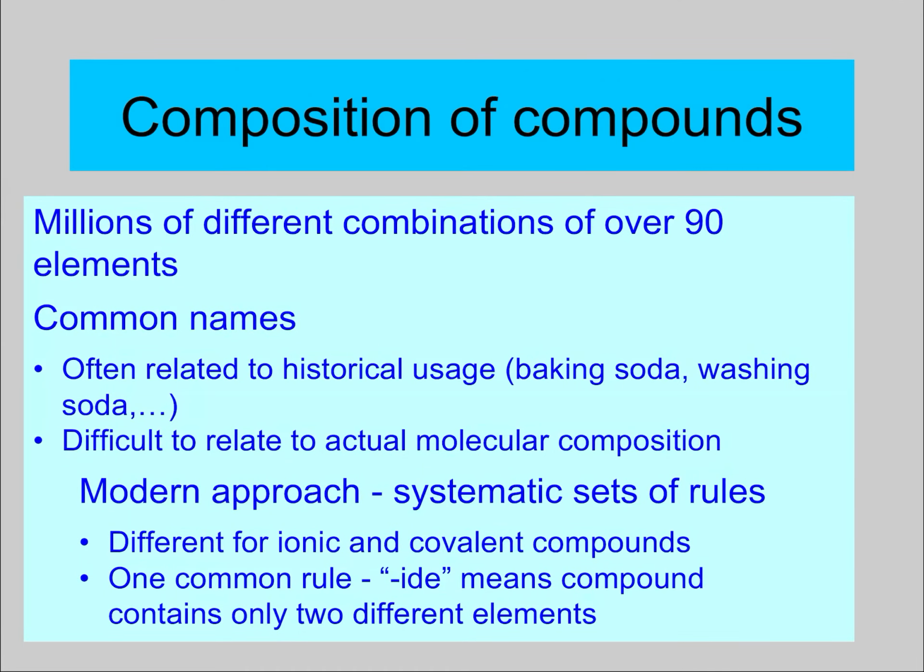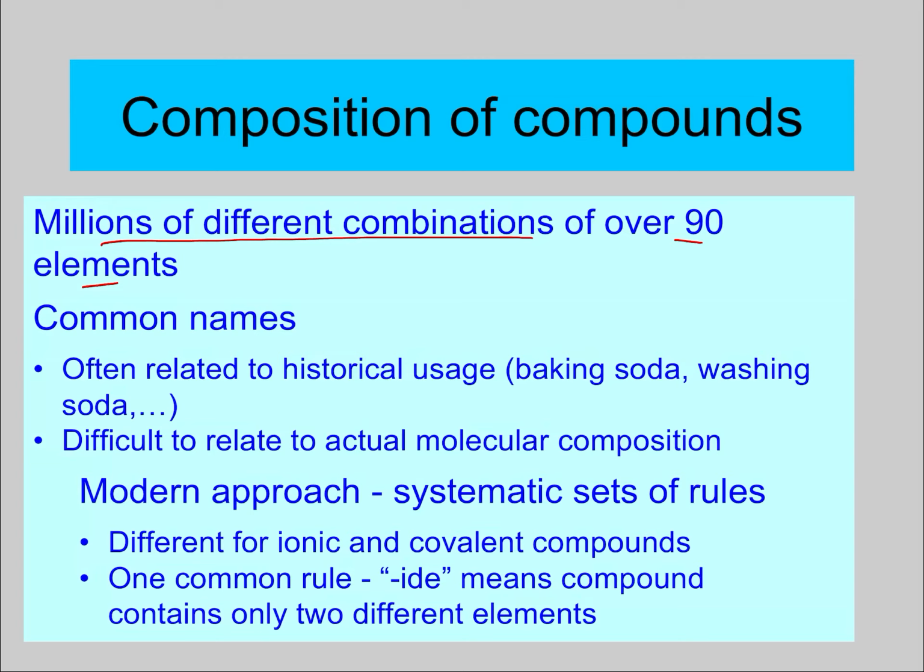So picking up on chapter 9, you hopefully took an opportunity to practice the first couple of things that we've lectured on so far, and now we're going to finish up chapter 9. So we have millions of different combinations of over 90 elements. All of the compounds we have in the world are always made up of elements, but we have millions of different combinations. And we do have ways to name them.